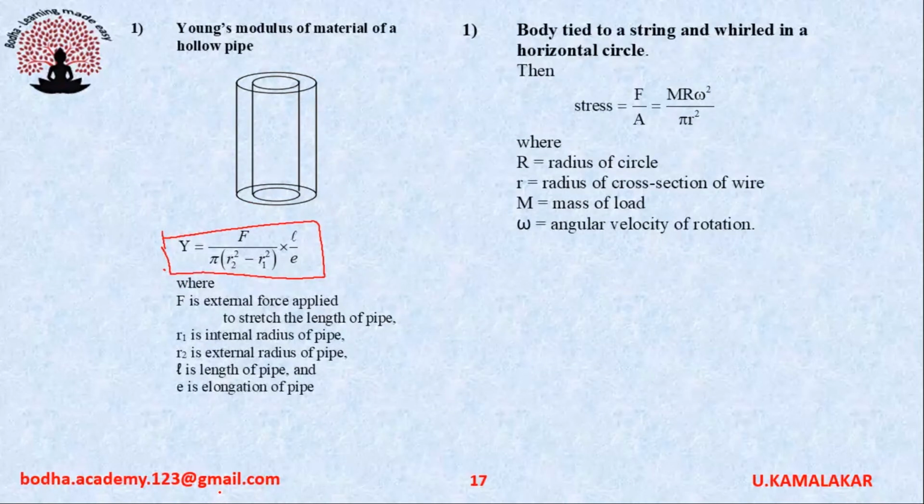Next topic. Body tied to a string and whirled in a horizontal circle. Then stress developed in the string is given as M R omega square by pi r square, where capital R corresponds to radius of circle or length of the string, small r corresponds to radius of cross-section of wire. M is mass of load, omega is angular velocity of rotation.